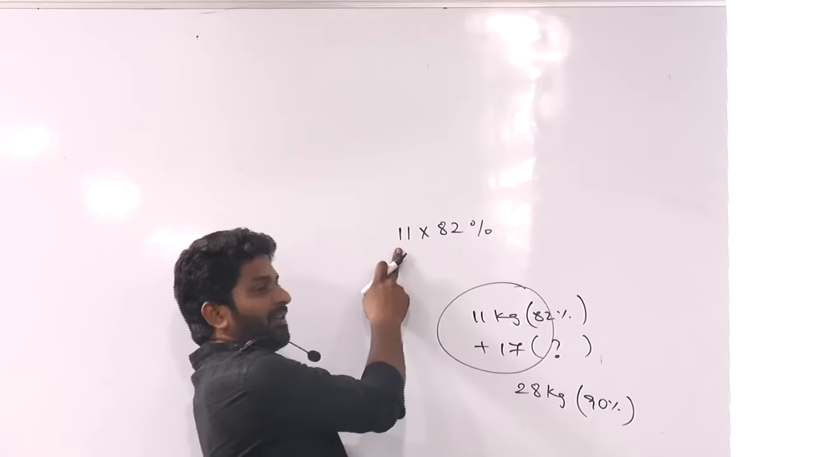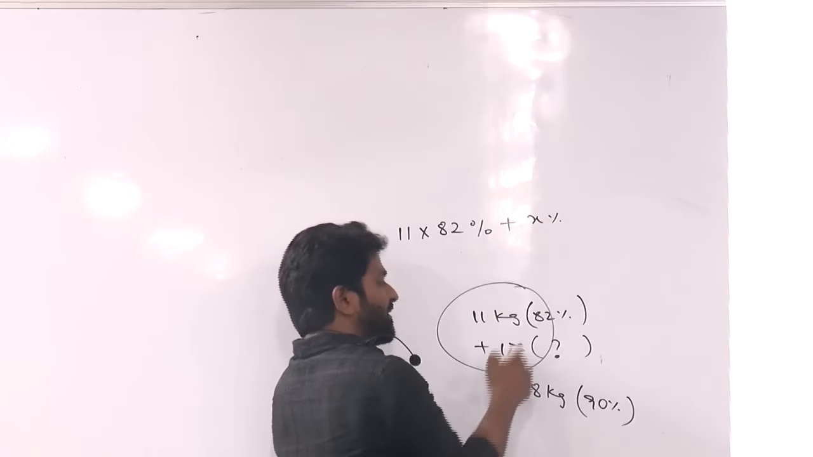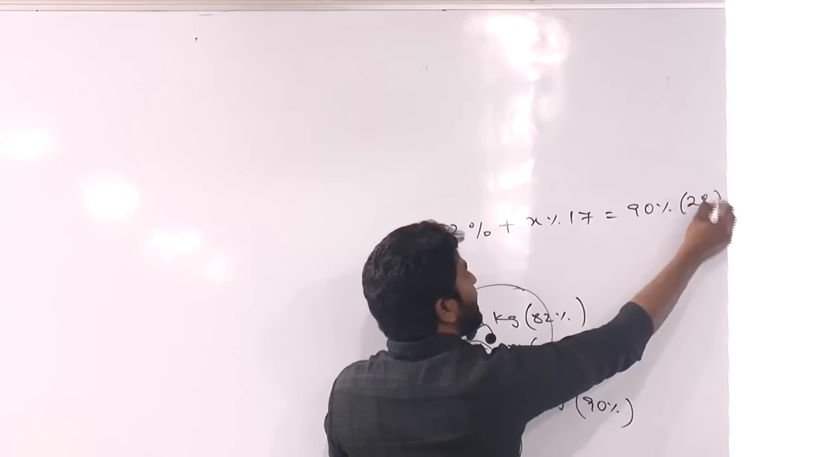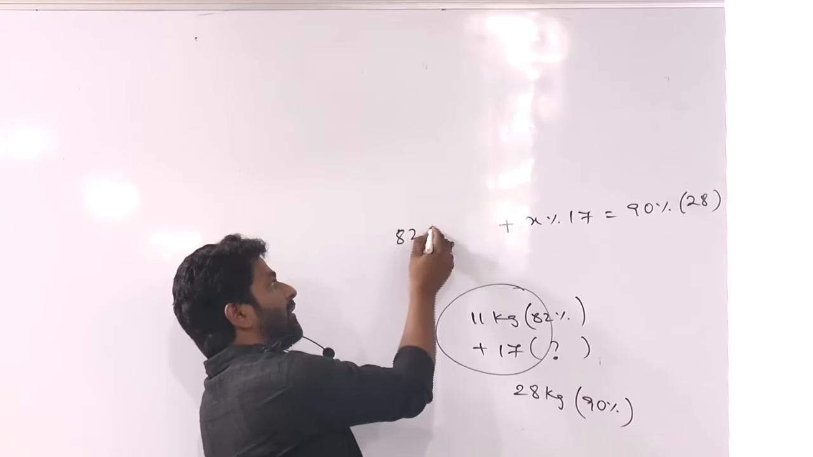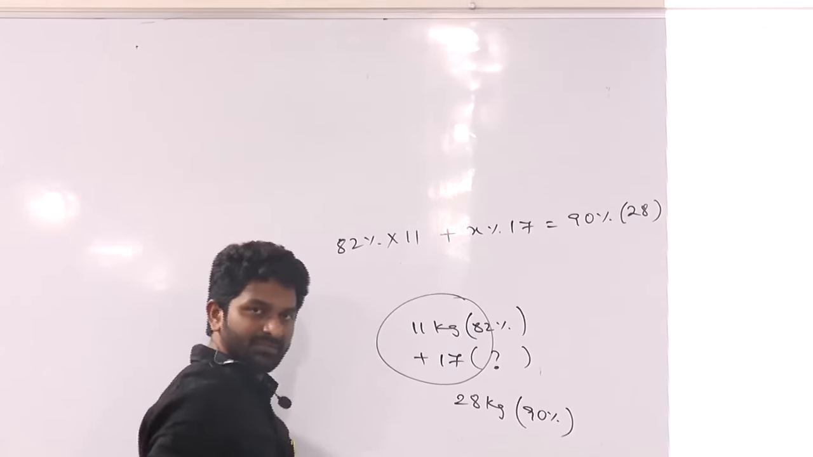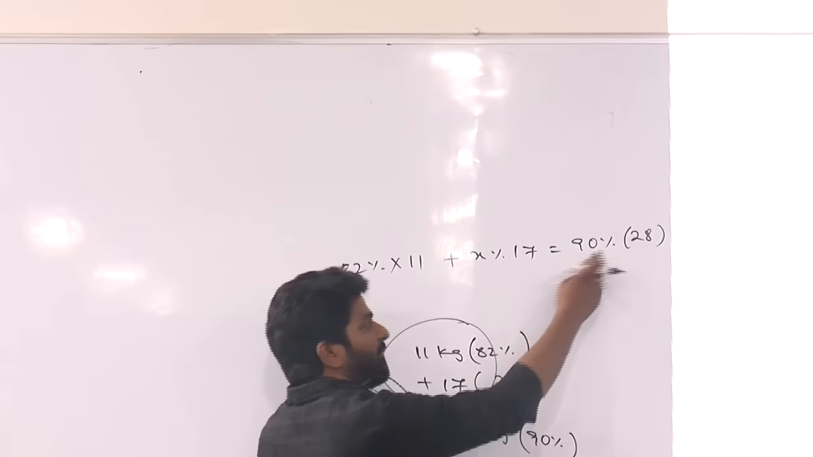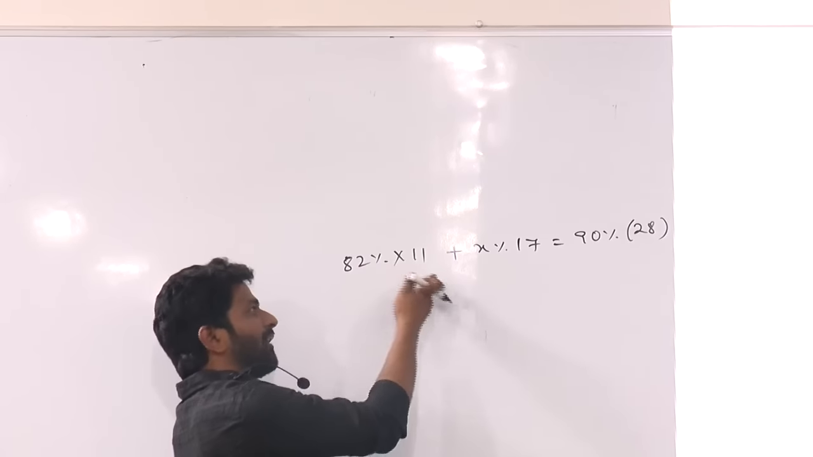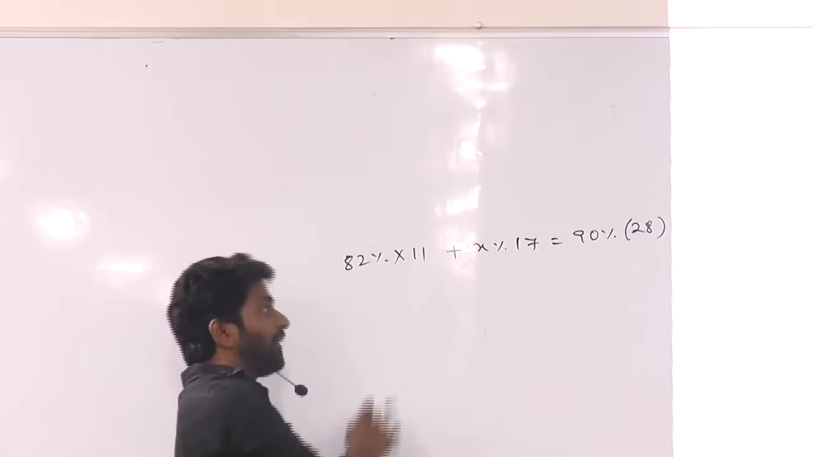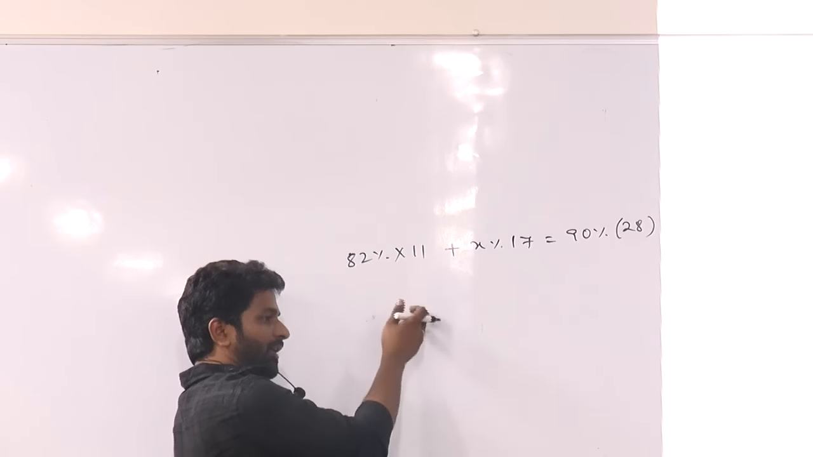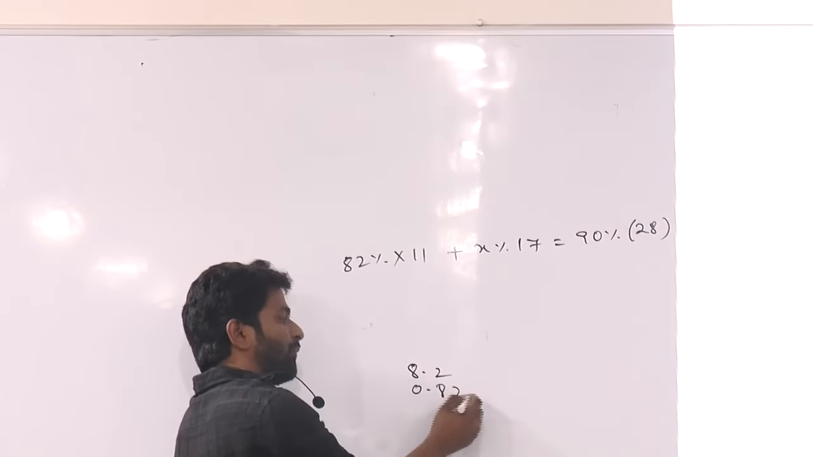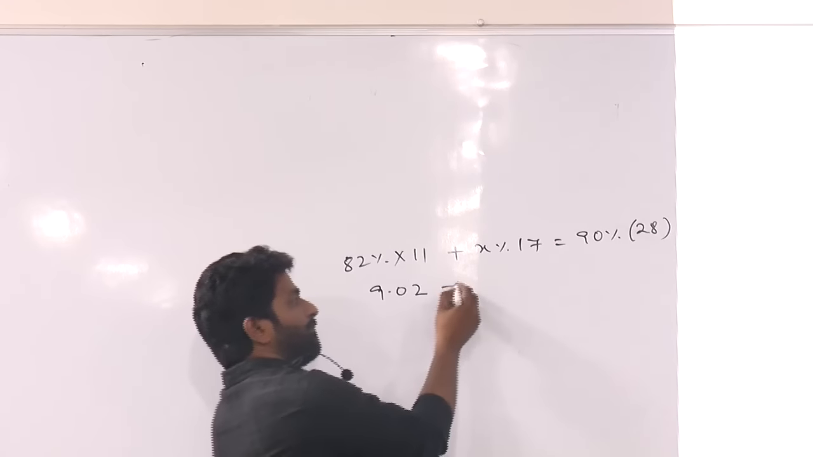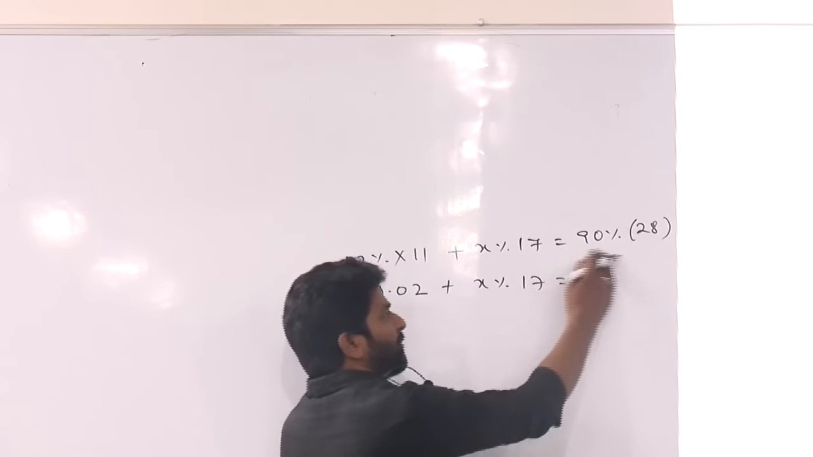So 82% of 11 kg plus X percent of 17 kg will give you 90% of 28 kg. 82% of 11 kgs plus X percent of 17 kgs will be equal to 90% of 28. 82% of 11 or 11% of 82, one and the same. 10% is 8.2, 1% is 0.82. 8.2 plus 0.82 will give you 9.02. So the total value is 9.02 plus X percent of 17 is equal to 90% of this.